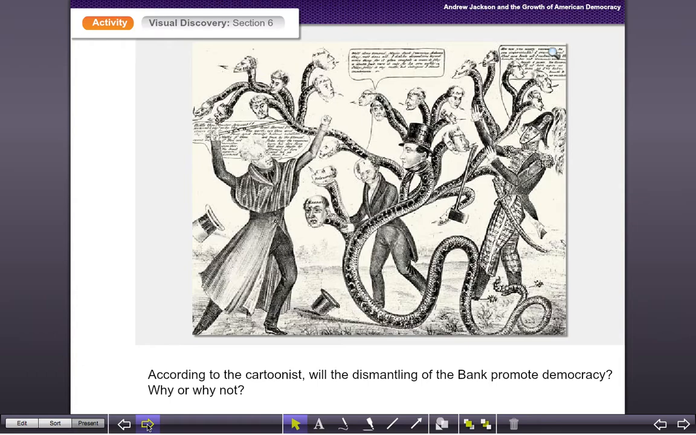Use evidence from Section 6 to help you answer this question. And I think whatever you decide, as long as you've got evidence, it's up to you. The beauty of history. All right. Do you agree with the cartoonist? Do you think that this is an accurate portrayal of what's going on with the national bank? Give your answer, why or why not. This is your personalized view. Again, use evidence to support your answer, and that makes your argument stronger.